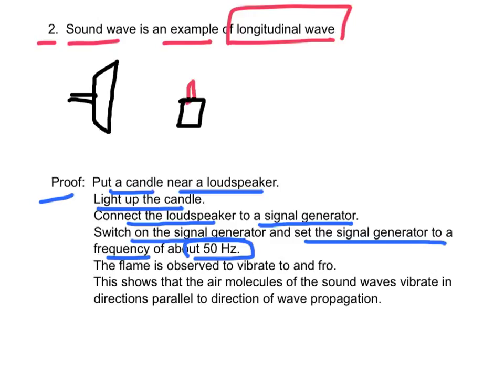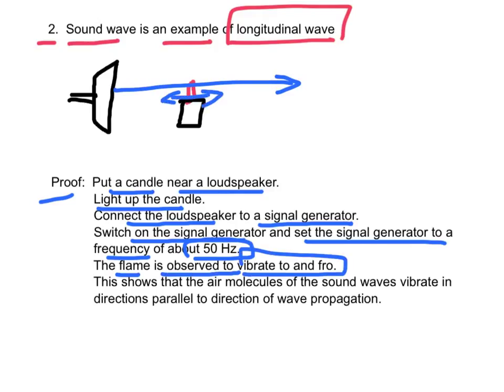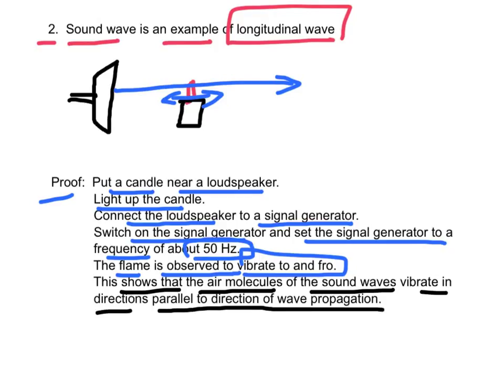When sound wave is produced, we see that the flame is observed to vibrate to and fro. This shows that the air molecules of the sound wave vibrate in a direction parallel to the direction of wave propagation, which shows that the wave is a longitudinal wave.